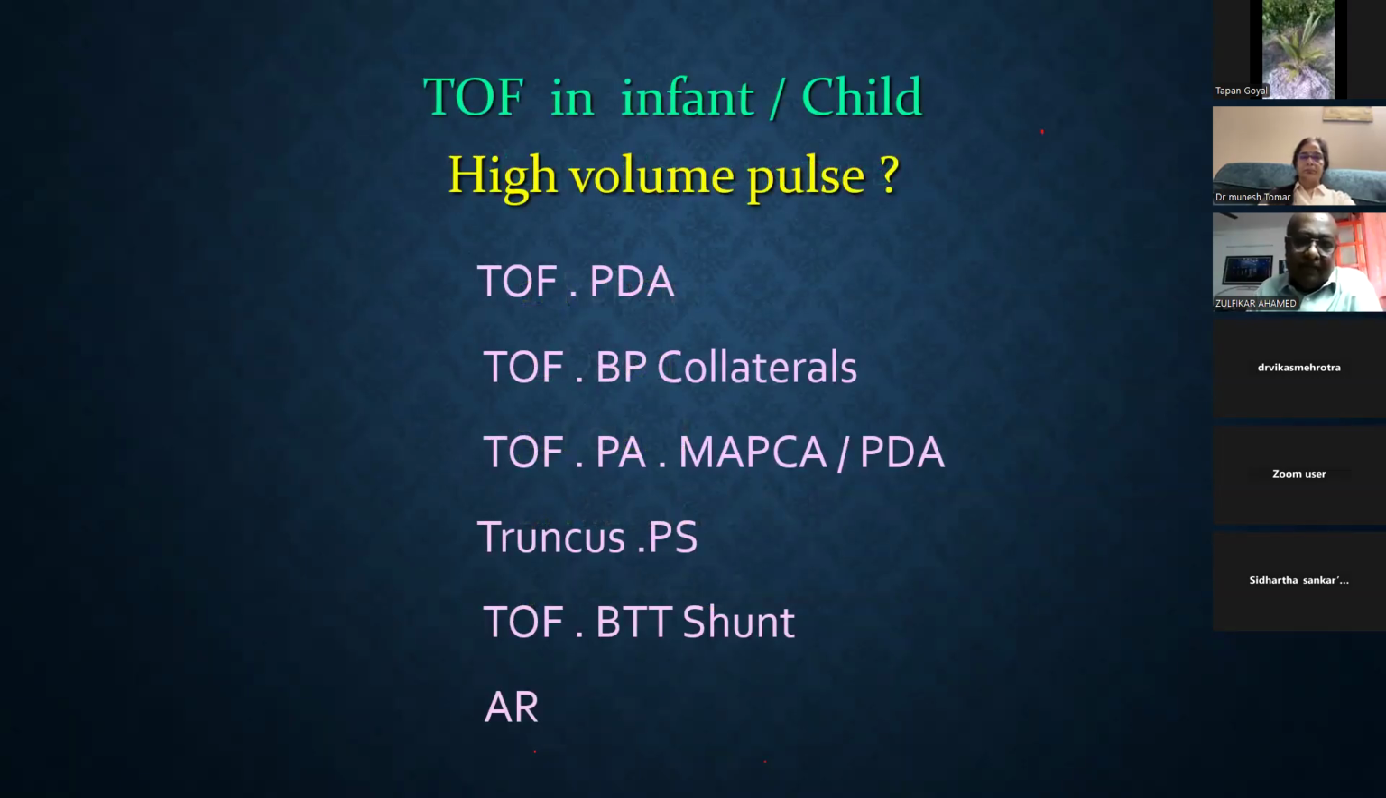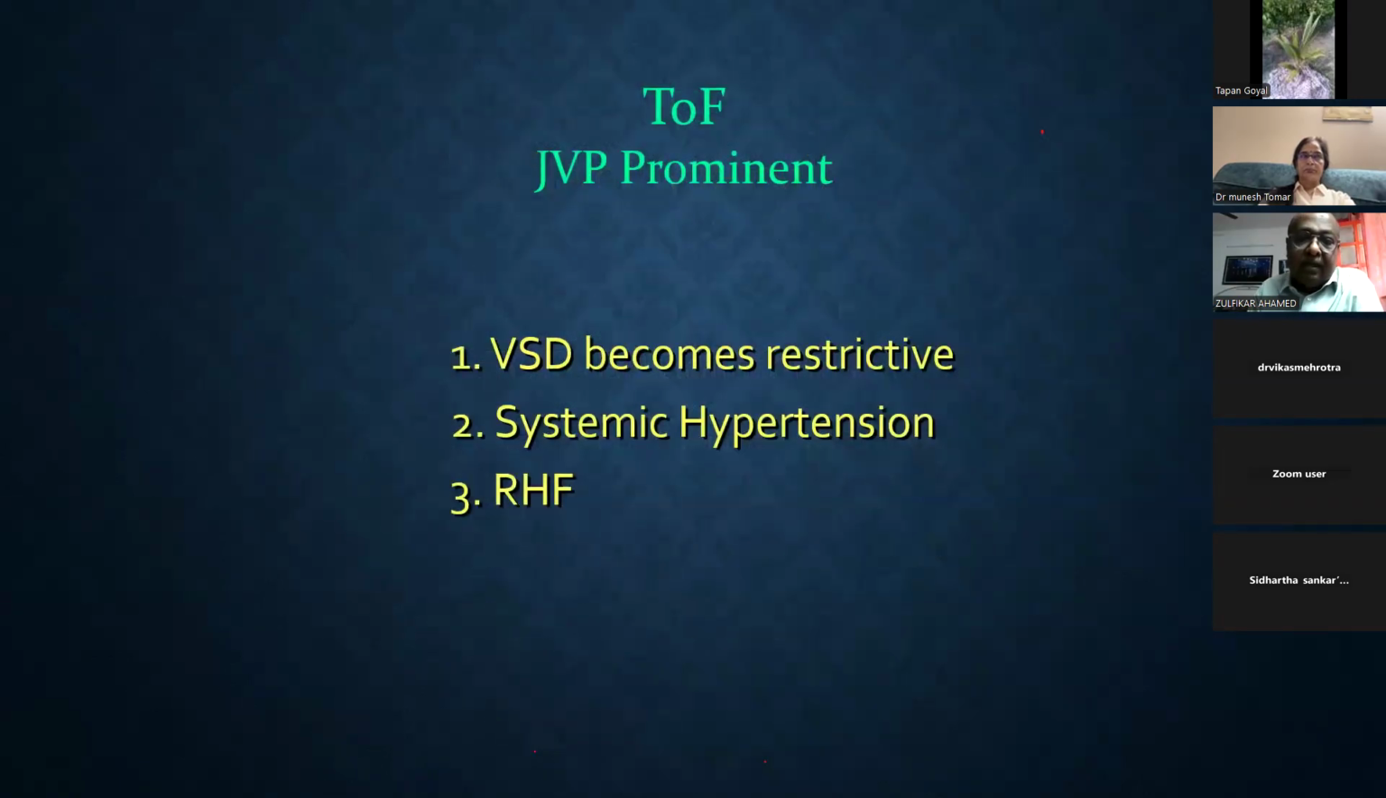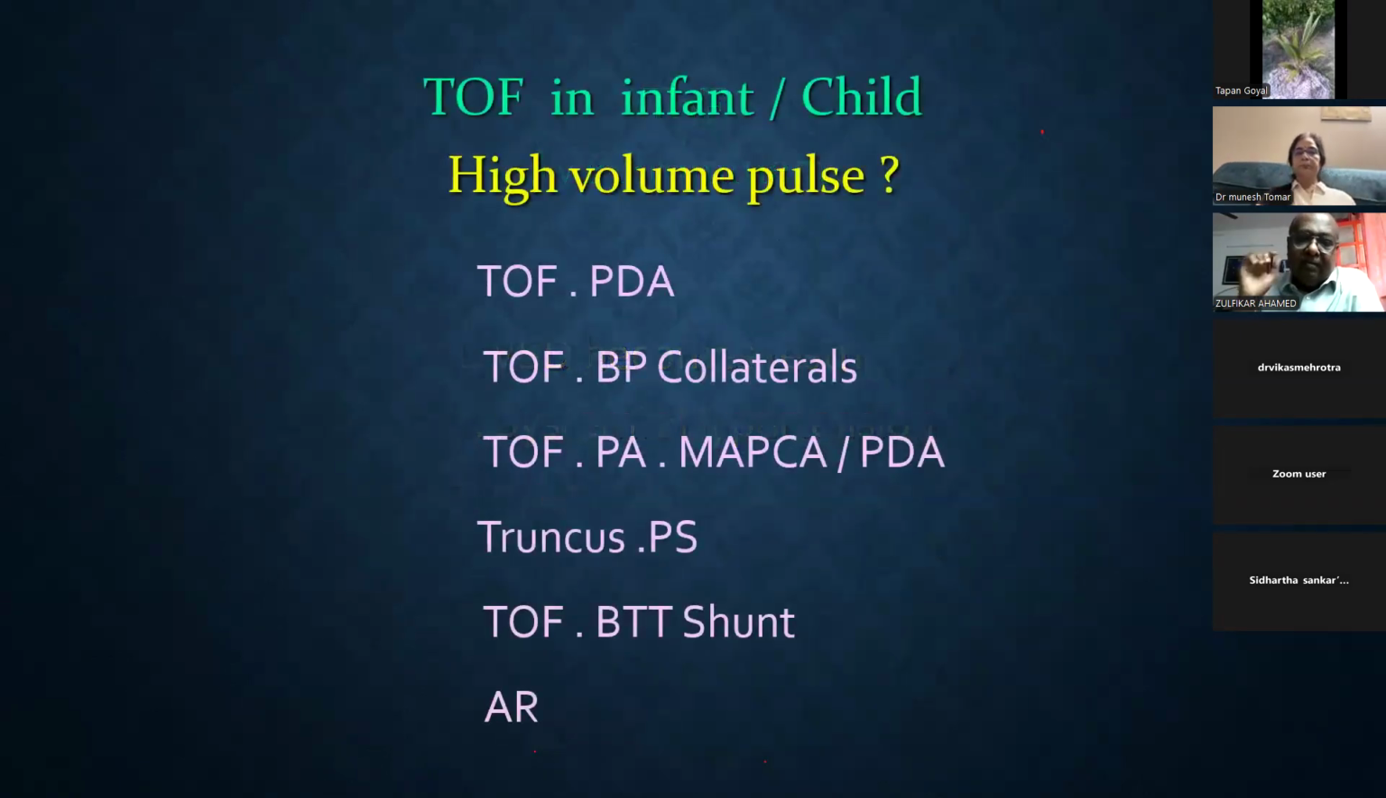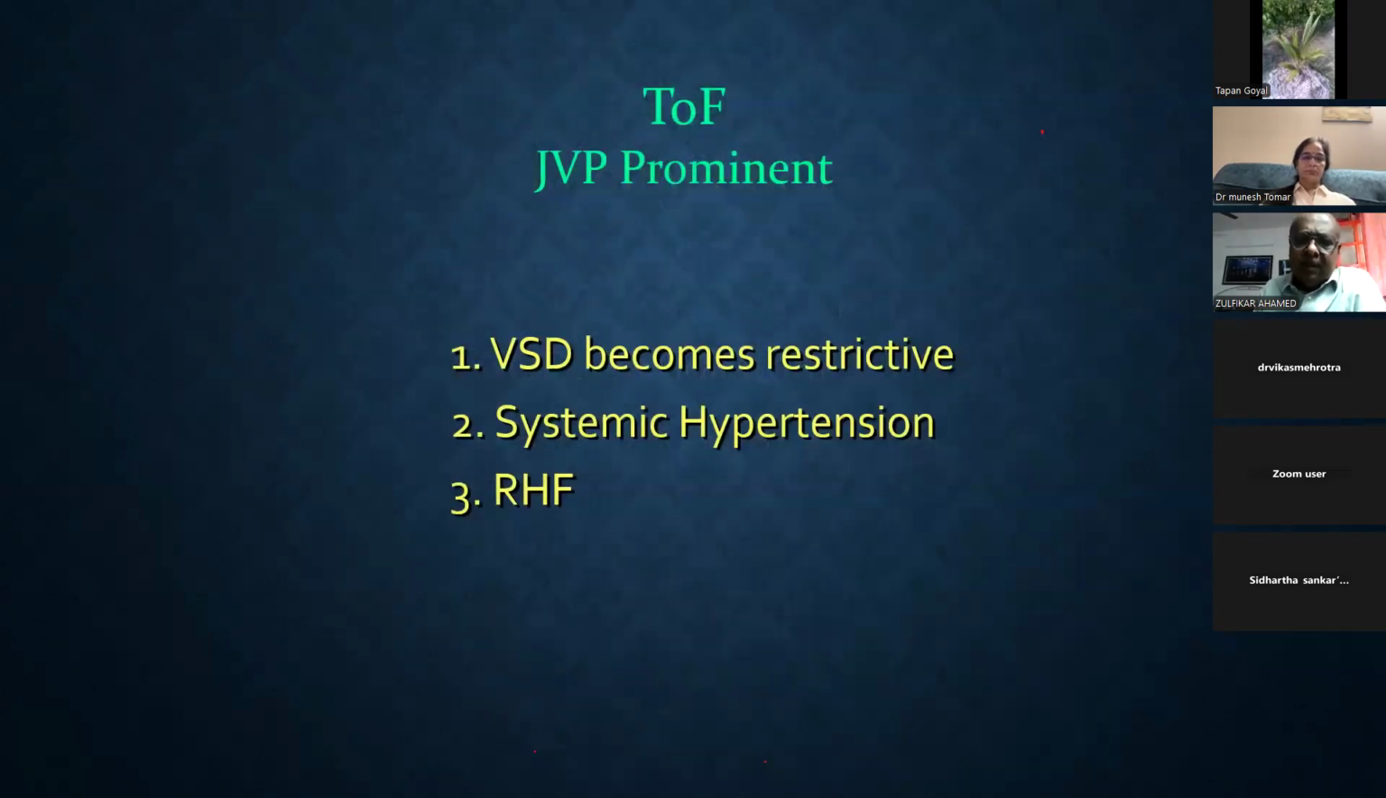For example, if you have a tetralogy with a high volume pulse, we must think of a tetralogy with a PDA, with a collateral, or a pulmonary atresia with the MAPCA, or truncus with pulmonary stenosis, which can produce a high volume pulse. Tetralogy can be man-made high volume pulse in a regular BT shunt, that is called a modified BT shunt. And in an adult, sometimes AR also can develop later, which can produce a high volume pulse.